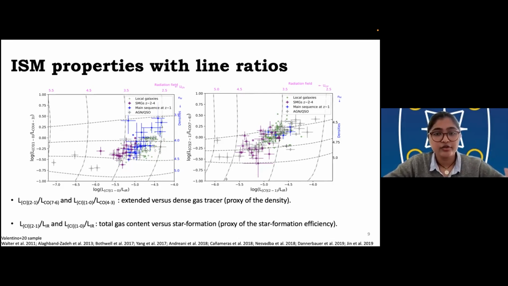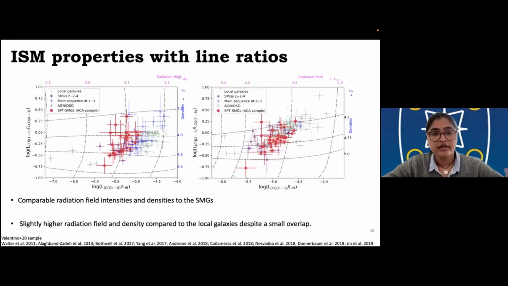So basically in these two plots, what I show is the ancillary data consisting of SMGs, main sequence, and local galaxies. And the gray dot-dashed and dashed lines here basically show the densities and radiation field from the PDR modeling. When we compare our galaxies to this sample, what we see is mostly the SPT SMGs have very similar radiation field intensity and densities as the other SMGs, but they're slightly higher than the local galaxies, in spite of there being an overlap.